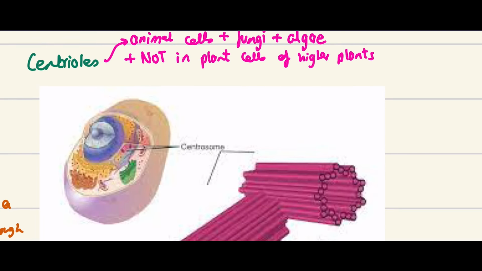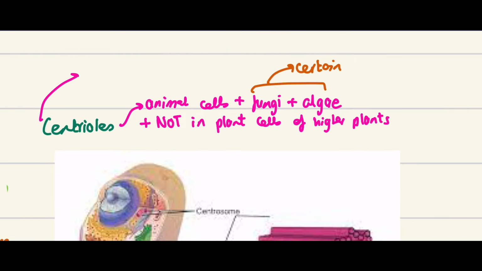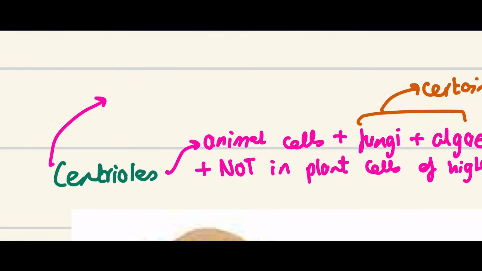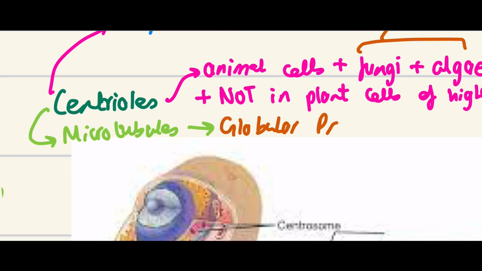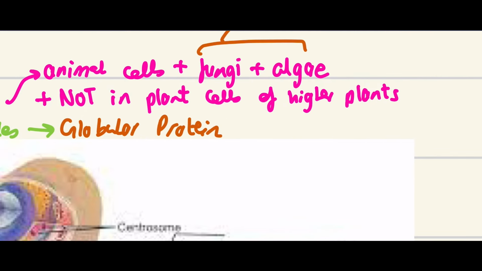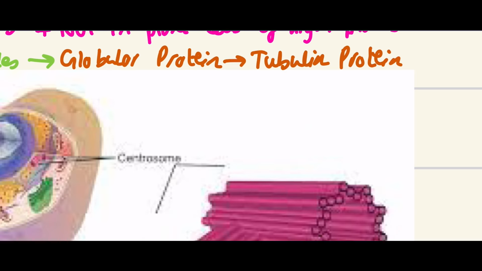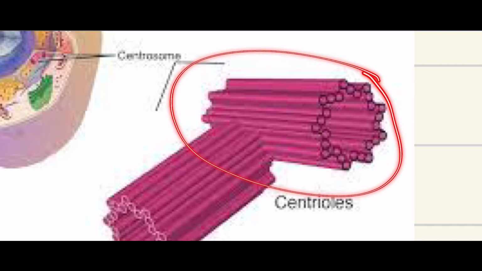Okay, so the next thing that I want you guys to know is their dimensions. They love to ask you their dimensions. So 0.5 micrometers in length and 0.2 micrometers in diameter. Okay, now centrioles we have done, what are microtubules? Centrioles are made up of these microtubules, and these microtubules in turn are made up of a globular protein called tubulin, it's pretty simple. Microtubules and tubulin protein.